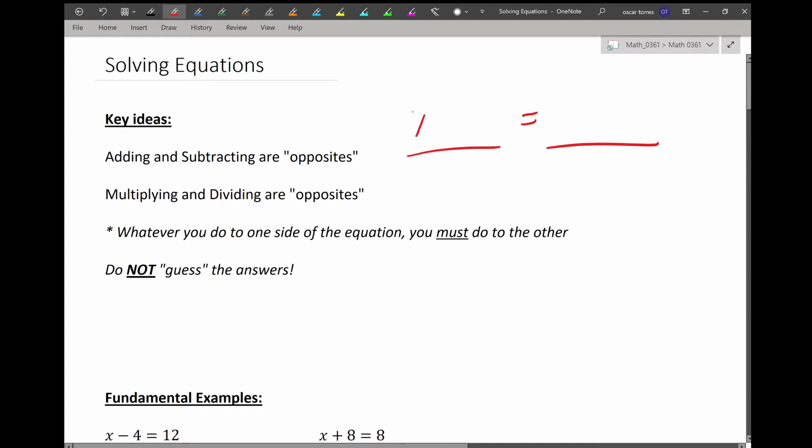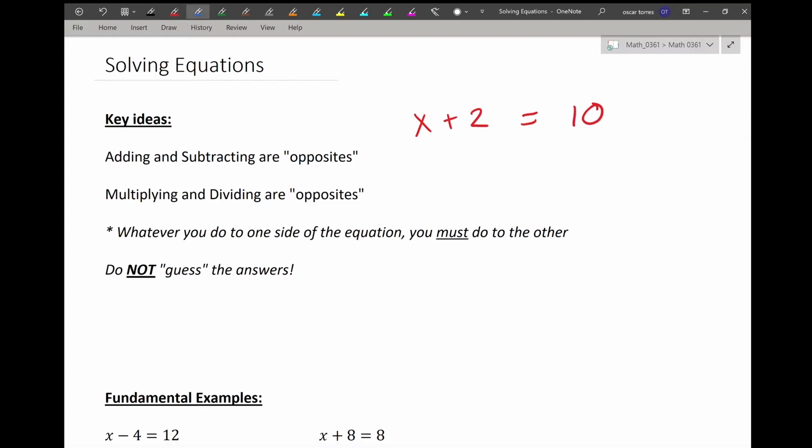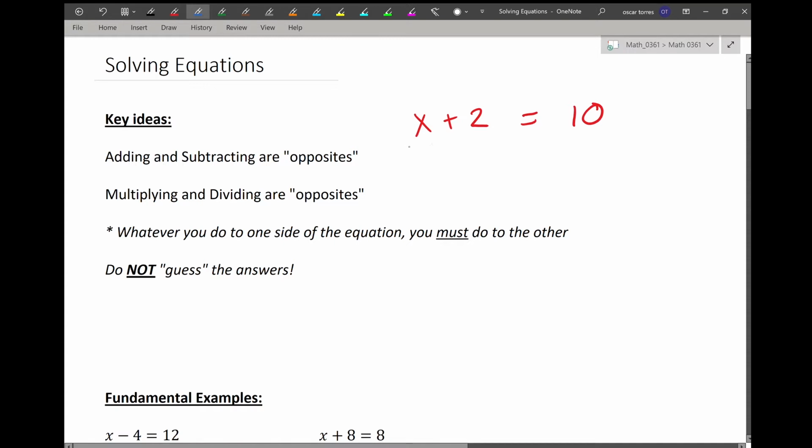So let's say we had something like x plus 2 is equal to 10. This x is called a variable. It's a placeholder. You could think of it like a blank spot. This is an equation. And if we quickly analyze this equation, it's saying that some number is being added to 2. And when you add 2 to that number, we end up getting a 10.